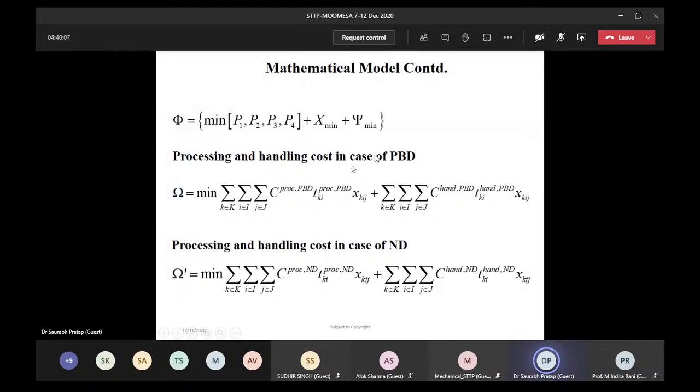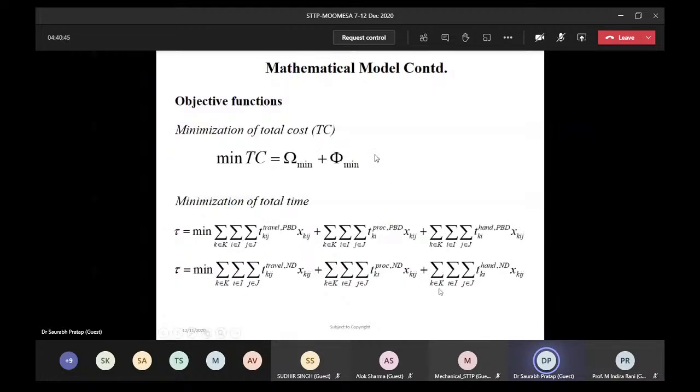Now there will be two cases: priority based delivery and normal delivery. If the customer is paying more money, in that case the company has to deliver the product on a priority basis. In that case, the processing and handling cost will be different, so the cost will be this one. If the customer is paying a normal or regular amount for delivery, then the processing and handling cost will be different.